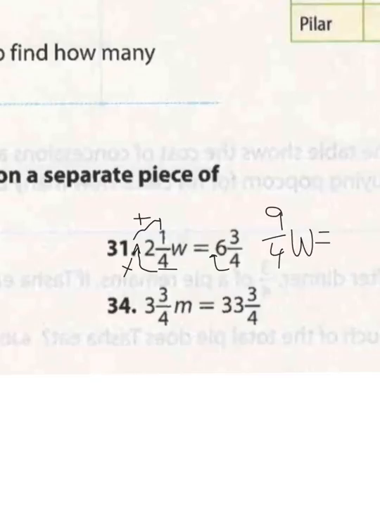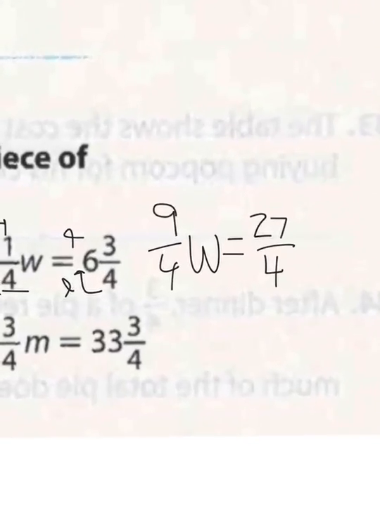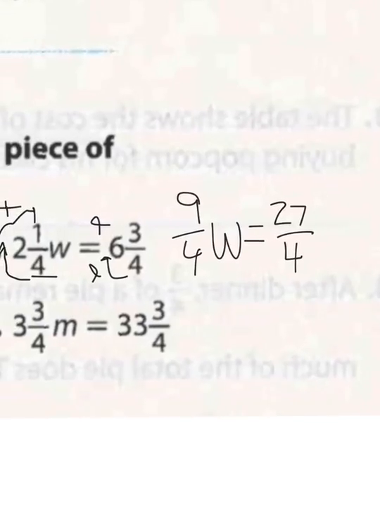So 4 times 6 is 24 plus the 3. 24 plus 3 is 27. And I keep my denominator the same. Boom. So that's how you get started. Remember, if I'm trying to isolate the variable, I need to multiply this side by the opposite fraction, which is 4 over 9. These all cancel out if I'm cross-canceling, right?